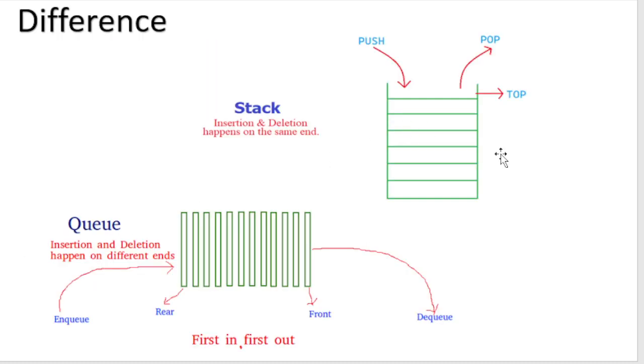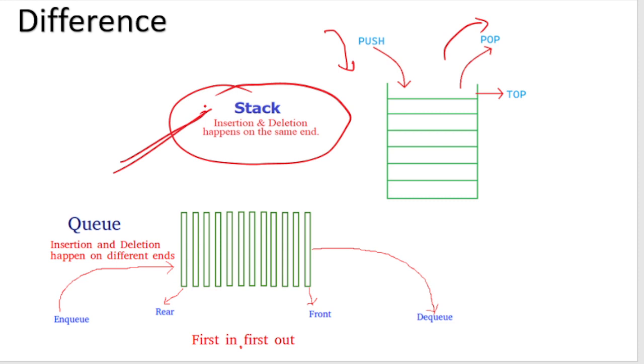Next, we will see the difference, but before that we will see something. This pointer is called top. It tracks the last value. A push operation means we are adding an element, and a pop operation means we are deleting the element. In the stack it is important that insertion and deletion happen at the same end, while in the queue insertion and deletion happen at different ends. That is important.